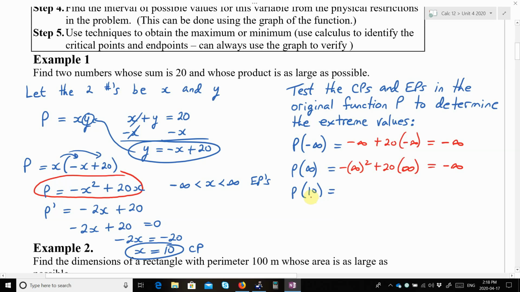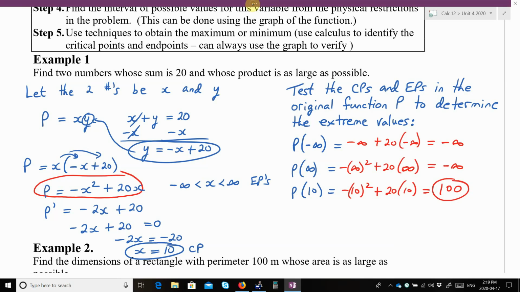And finally, what's the product at the critical point when x equals 10? We would have to go negative 10 squared plus 20 times 10. Got to get the 20 in there. That's going to be negative 100 plus 200. The answer is 100. Okay, and find the two numbers whose sum is 20 and whose product is as large as possible. This is our largest product. The endpoints go to a product of negative infinity, which is small in value.